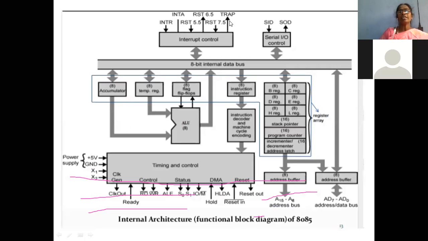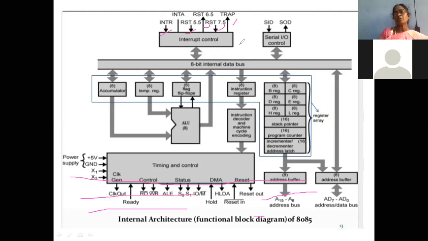I said there are interrupts, right? There are 5 interrupts: TRAP, 7.5, 6.5, 5.5. Do you know what is RST? Can you tell what RST means? RST means restart. And then INTR, interrupt request. These are important things and we can expect questions on them.